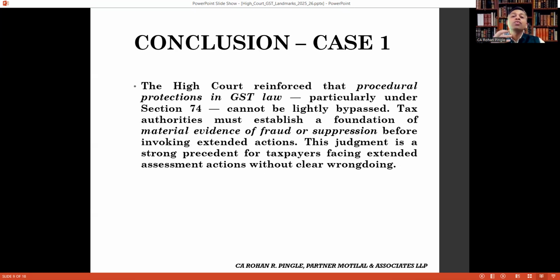So the conclusion for case 1 today is that the High Court reinforced that the procedural protections in GST law, particularly under Section 74, cannot be lightly bypassed. Tax authorities must establish a foundation of material evidence of fraud or suppression before invoking extended actions. This judgment is a strong precedent for taxpayers facing extended assessment actions without clear wrongdoing. Very interesting, this case.